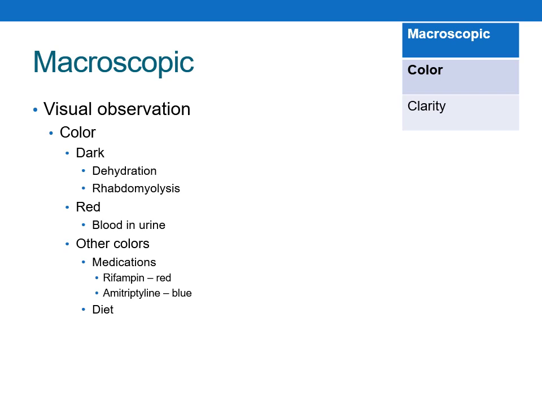Furthermore, if a patient has red urine, you might think that the patient is bleeding somewhere within their GU tract and that blood is tinging the urine red. Furthermore, there are a few other things to consider, such as medications and diet. A few examples that I pulled out for medications are things like rifampin, which can turn the urine red or orange, and then amitriptyline, which can turn the urine blue.